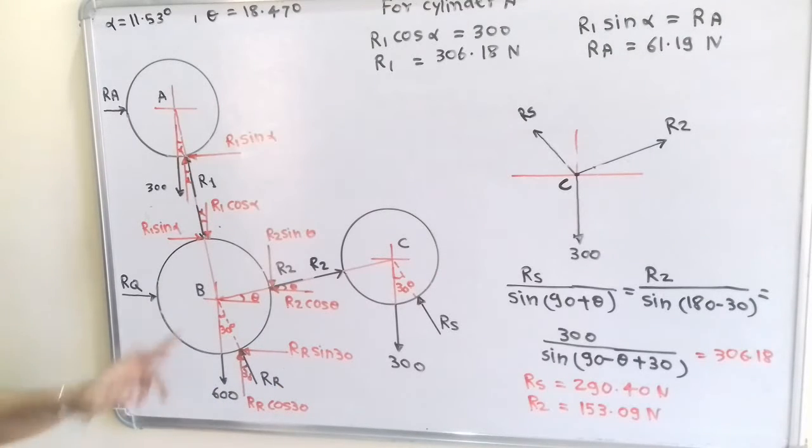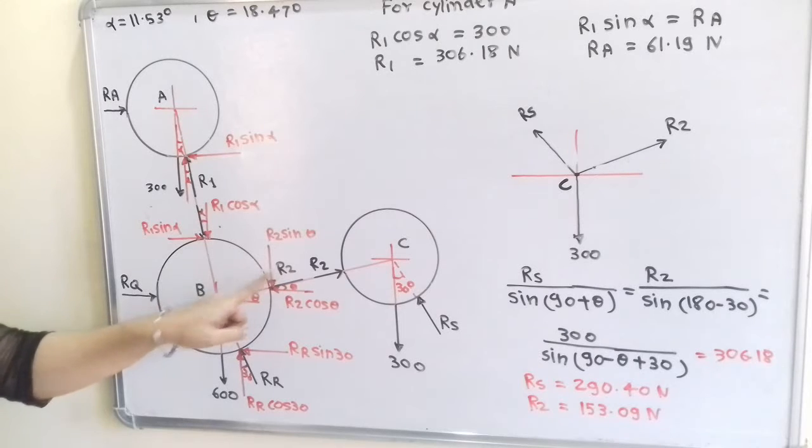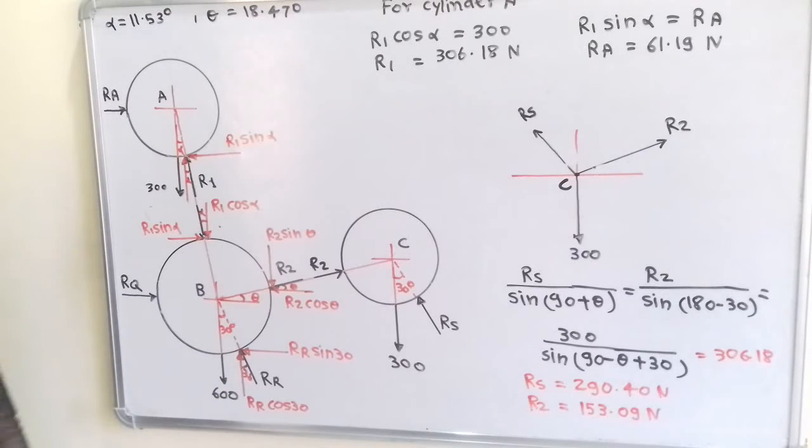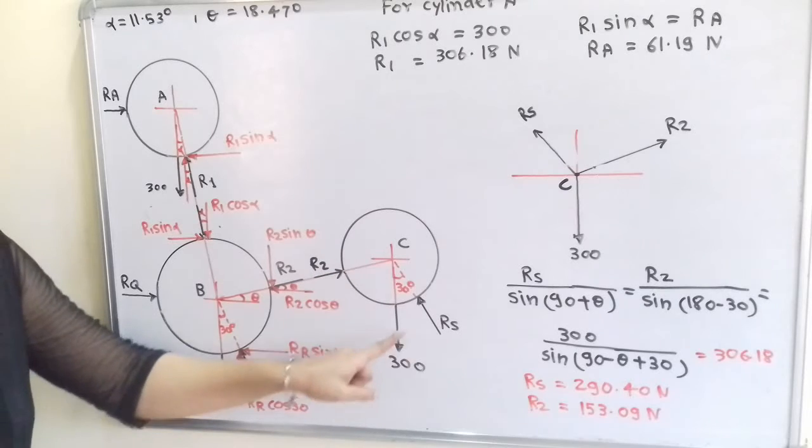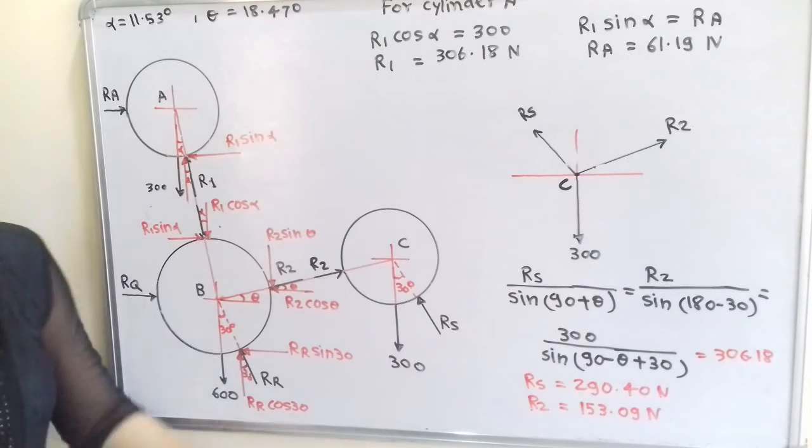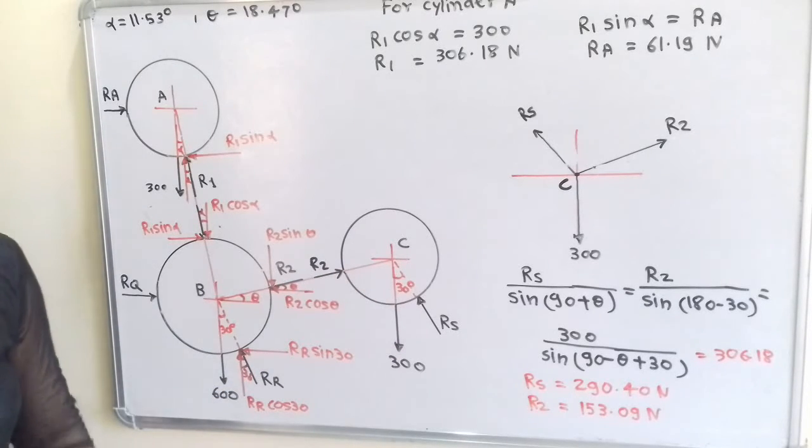If we refer to this sphere B, then there are unknowns R2, then RR and R2. So for these three unknowns, it is impossible to solve this. So we will move to the next sphere C. Now there are three forces which are passing through the same point, that is point C. So we can apply here Lami's theorem.